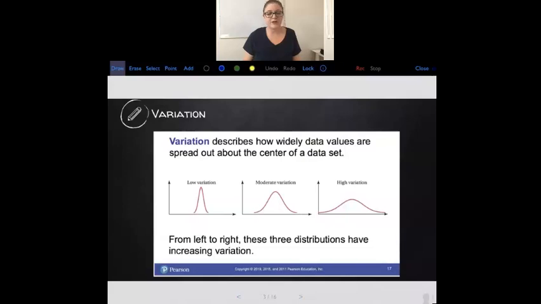So variation describes how widely data values are spread out over the center of the data. These distributions going from left to right have increasing variation. With low variation, the values are pretty concentrated around a certain point. Moderate variation, and then high variation, the values span over a wider range of values.